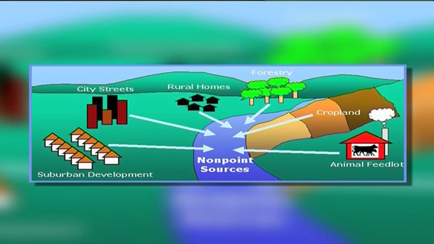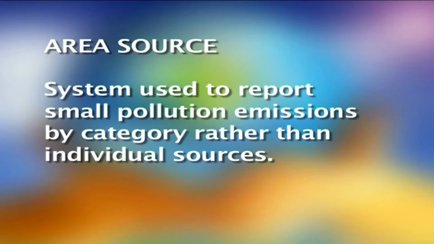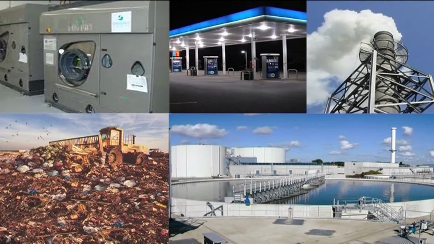These pollutants are carried by runoff and end up in rivers, streams, and lakes in elevated concentrations. Area source is a system used to report small pollution emissions by category rather than individual source. Examples include dry cleaners, gas stations, fuel combustion, landfills, and wastewater treatment.